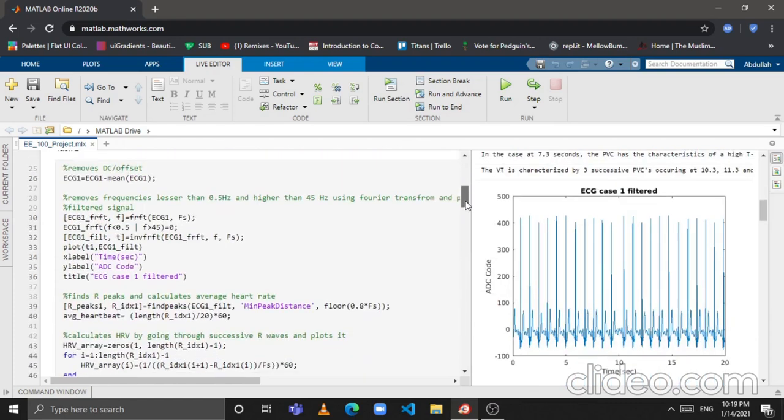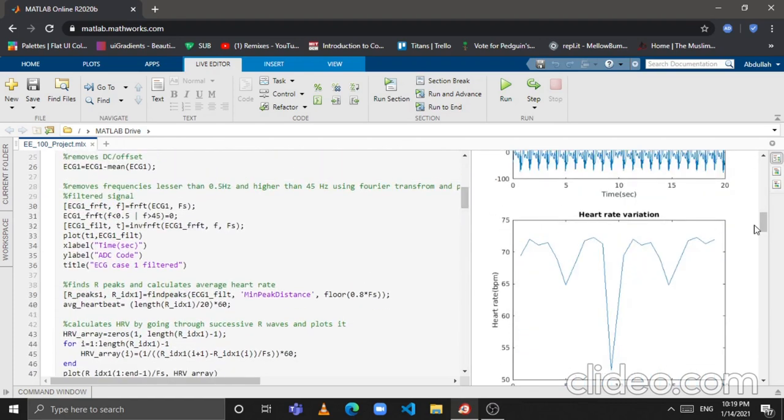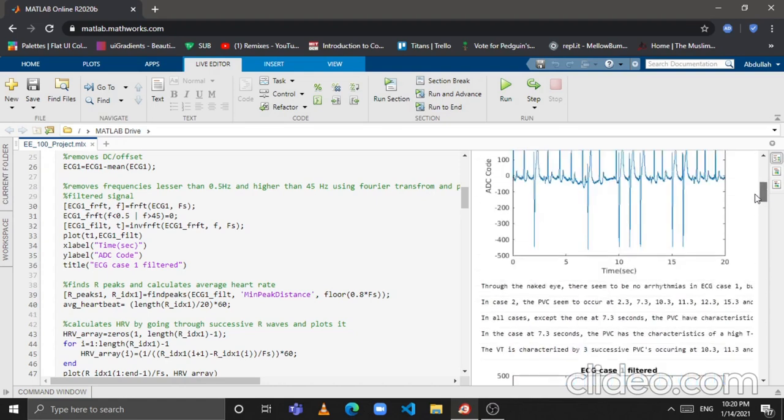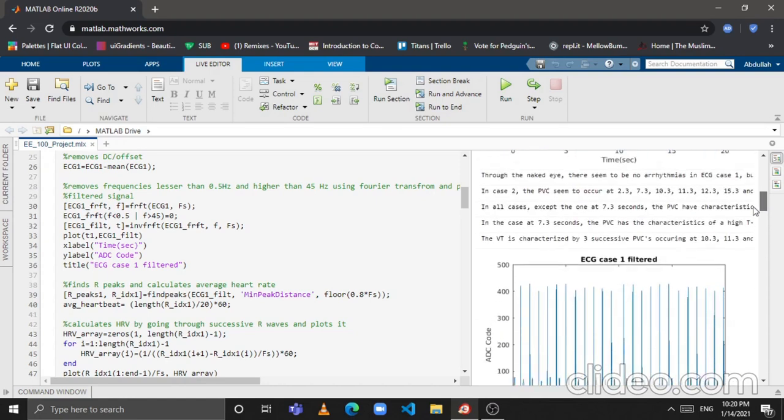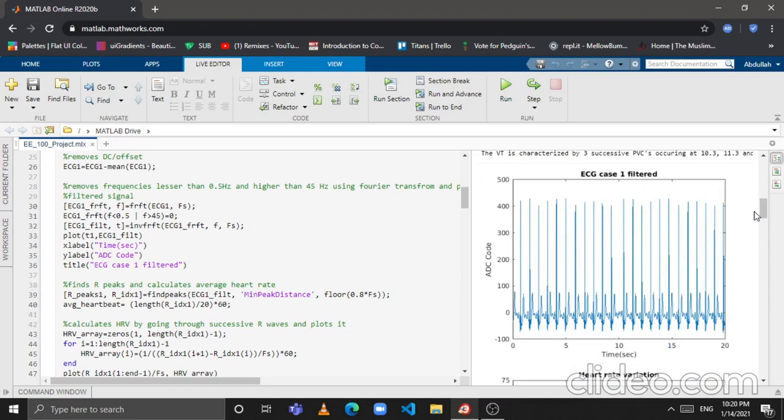In task 2, we were supposed to filter the ECG case 1 signal and bring it into a form similar to the signal of ECG case 2. In order to do that, we subtracted the offset values and removed any frequencies greater than 50 Hz or less than 0.5 Hz using Fourier transforms, and we plotted the filtered signal over here.